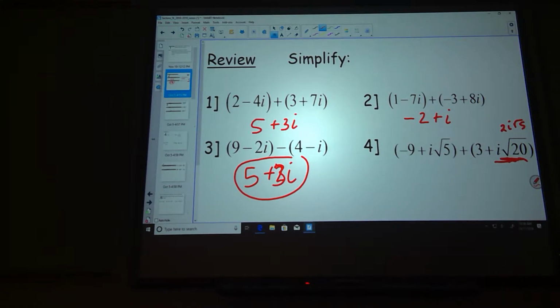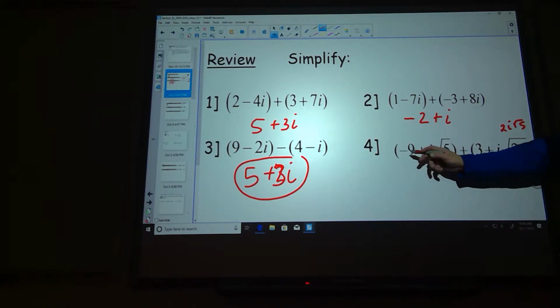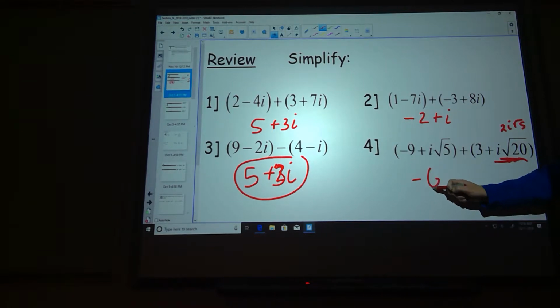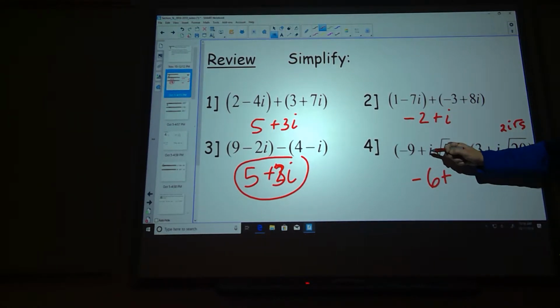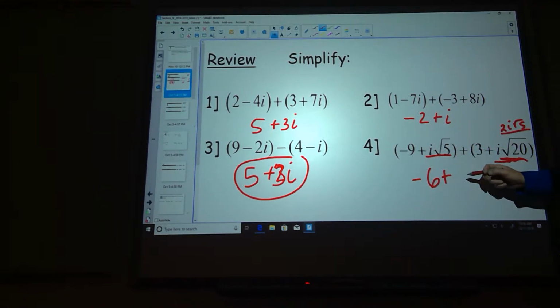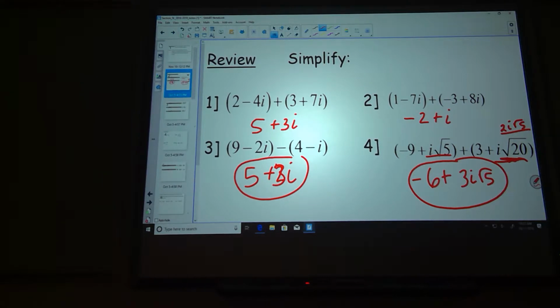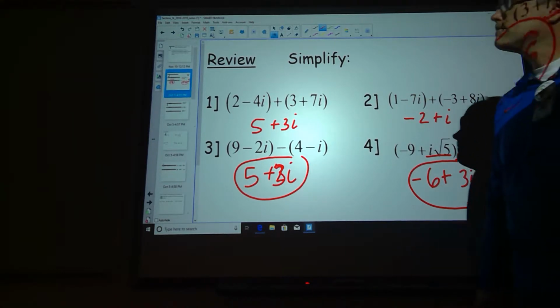4 is the largest perfect square that goes into 20. Square root of 4 is 2. All right, so now I can add it. Negative 9 and 3, negative 6. Plus i to the 5th and 2i to the 5th. I add those together, so I'm going to get 3i to the 5th. So notice when I'm adding them, they don't change at all. Good with that? Can I move on? Yeah. Okay.